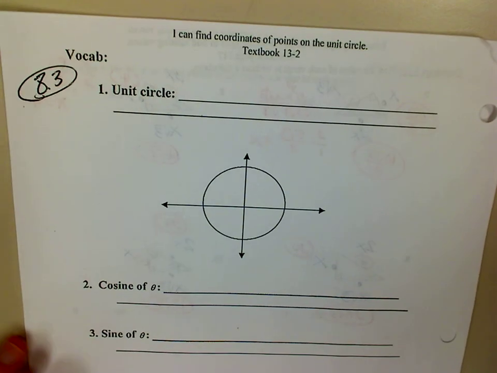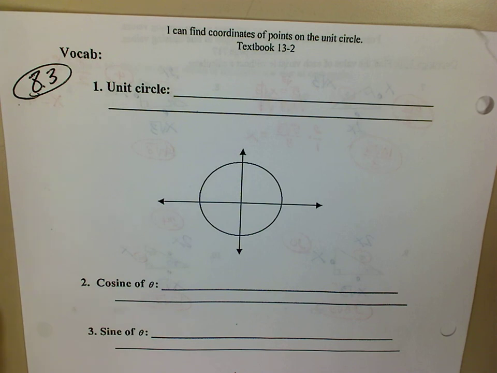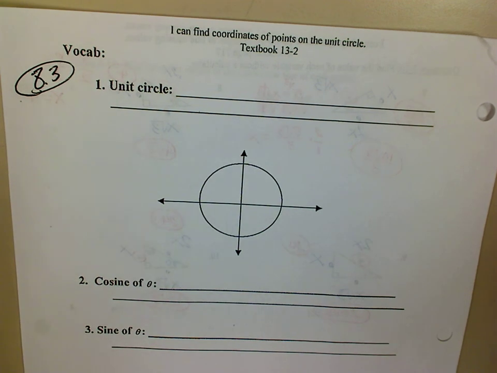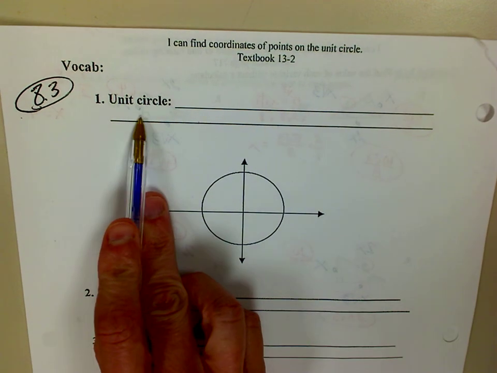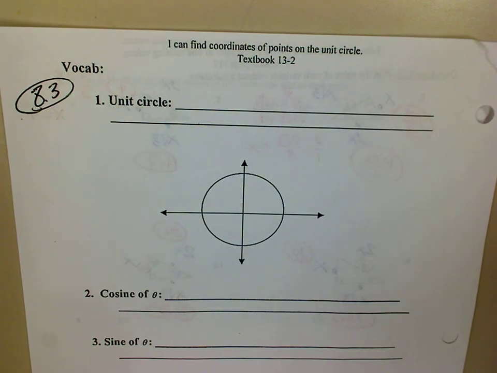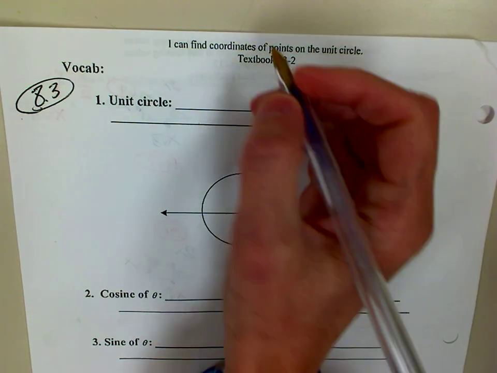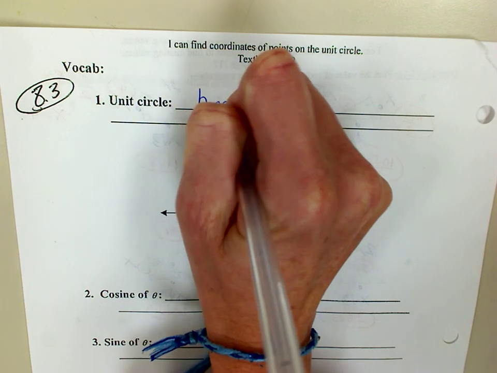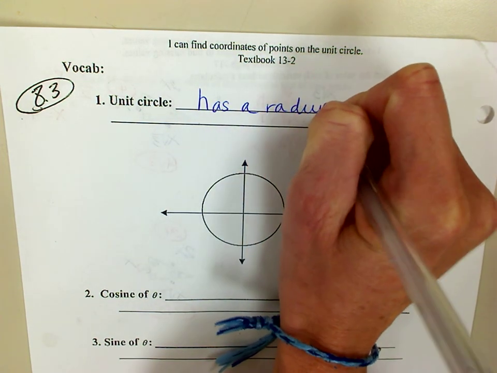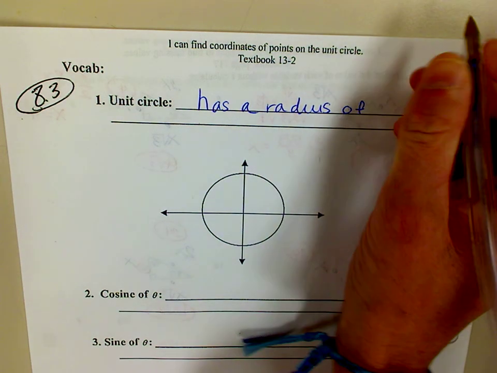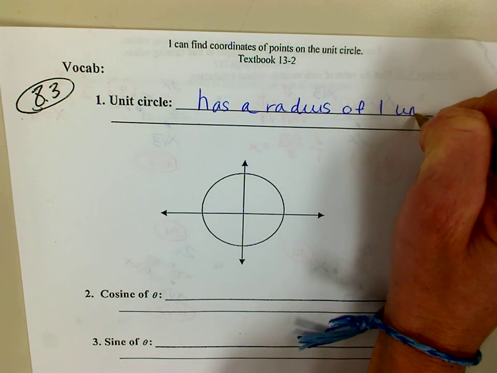All right, this is lesson 8.3, and we're going to continue to talk about the unit circle. And I want to mention that the unit circle has a radius of 1 unit.